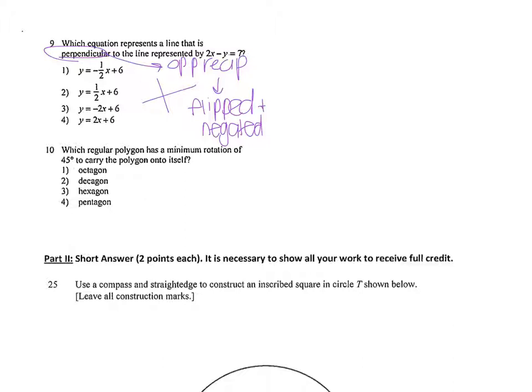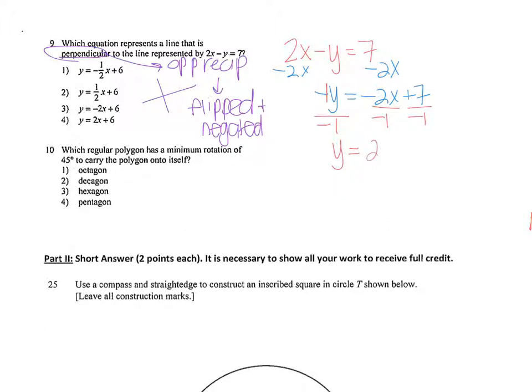So if I have the equation 2x minus y equals 7, I first need to get it in y equals. So I need to get y by itself. I'm going to subtract away 2x from both sides. So I have negative y equals negative 2x plus 7. Then I have to get rid of this negative 1 that's technically in front of the y by dividing by negative 1. So now we have y equals positive 2x minus 7.